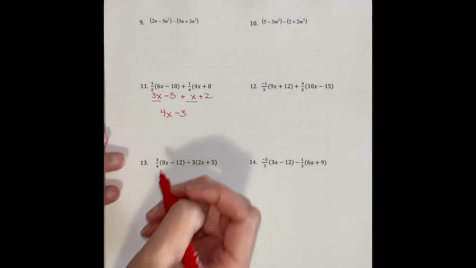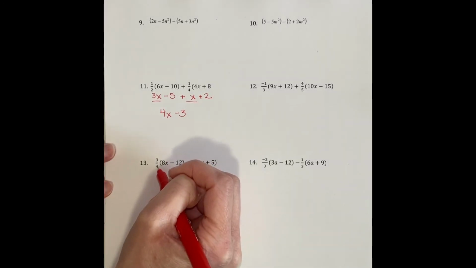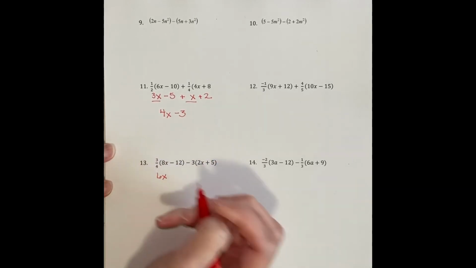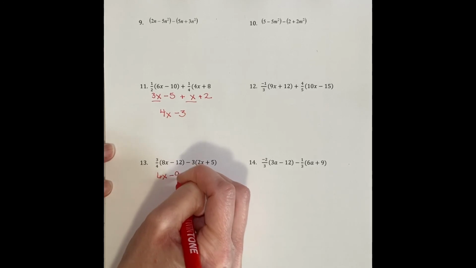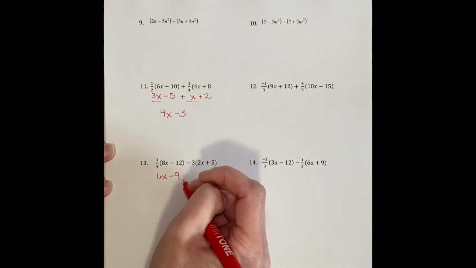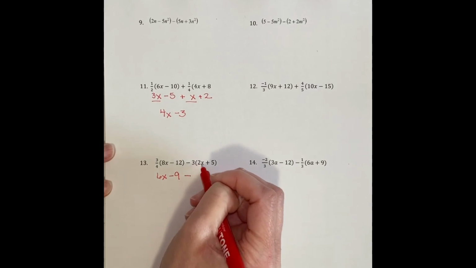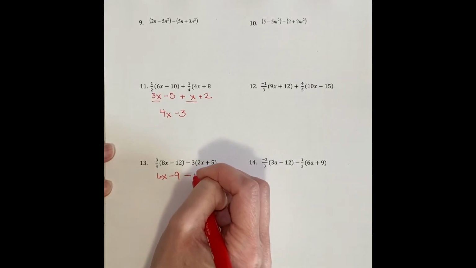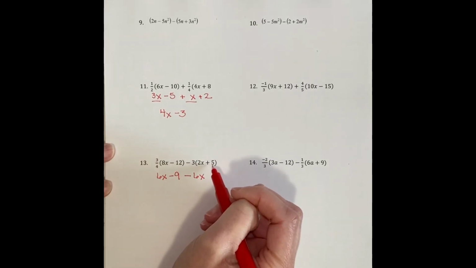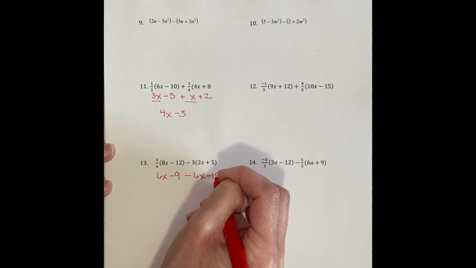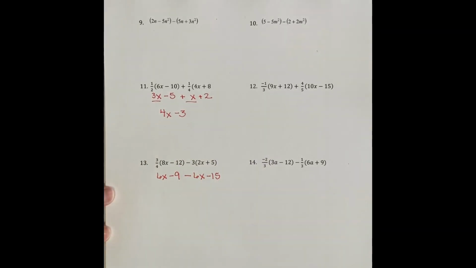And let's do a different fraction, 3/4. What is 8x divided by 4? That's 2. And 2 times 3 is 6 with our x. What is negative 12 divided by 4? That's 3. And what is 3 times 3? 9. And now we're distributing just a whole number, minus negative 3 times 2x, negative 6x. And watch closely here. What is negative 3 times 5? Negative 15.